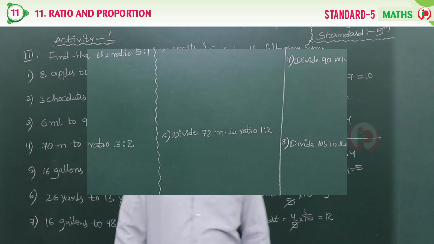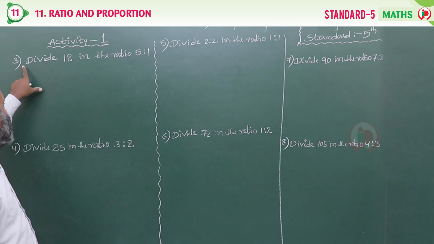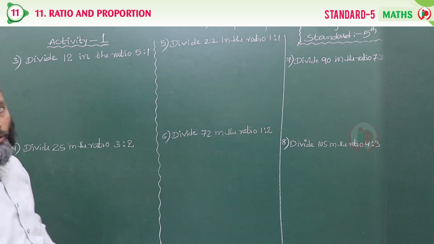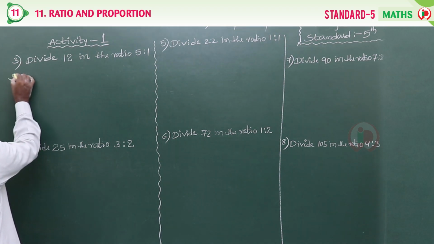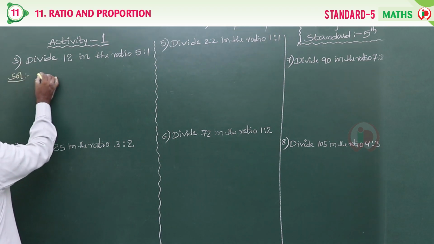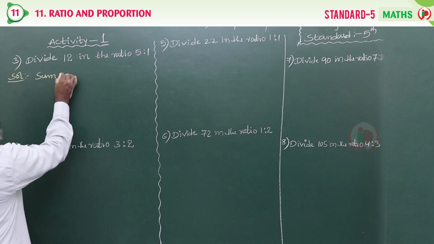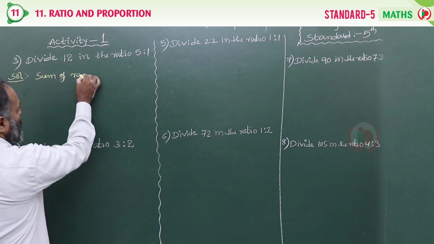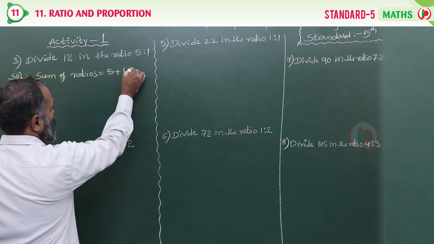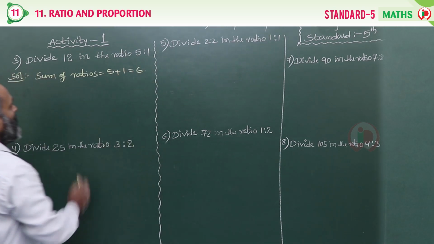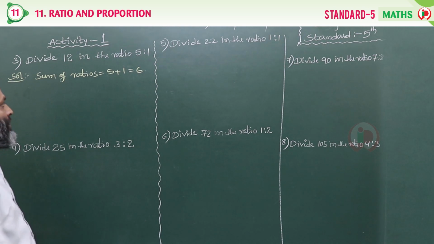Okay, now see here, the third one: divide 12 in the ratio 5:1. So how to divide? See here, the same concept. The sum of the ratios we should find first. The sum of the ratios, that is 5 plus 1 is equal to 6.